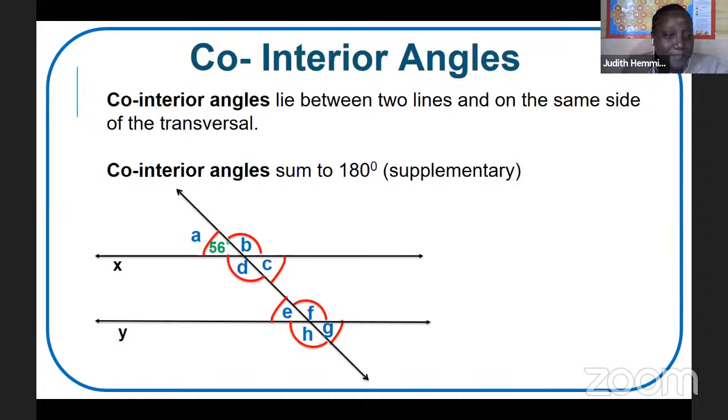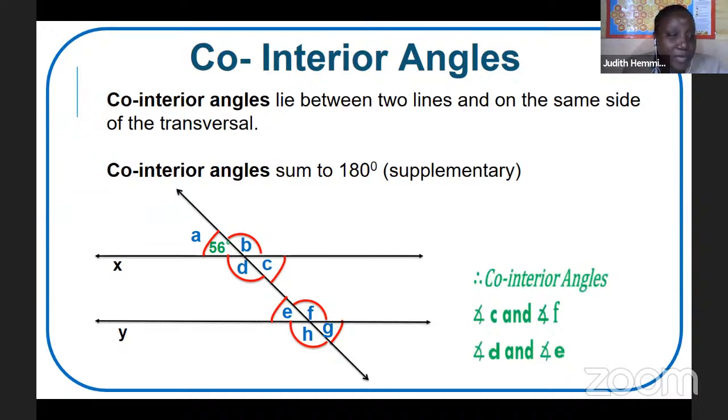So the correct response, of the ones that I have seen, if my memory serves me right, would be D and E. And I'm also seeing C and F. Those are co-interior angles. They are on the interior part, on the same side where the transversal cuts the parallel lines. So D and E, C and F are co-interior angles. Our student on YouTube, Ricardo, also said D and E. D and E, very good.